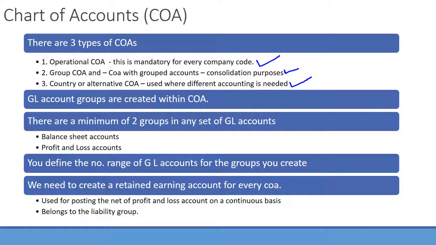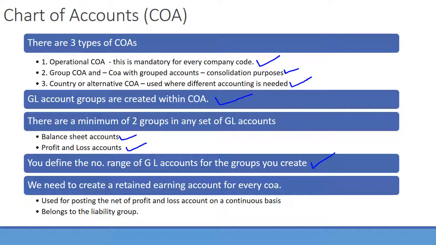The GL accounts are grouped within the COA. For example, asset accounts, liability accounts, revenue accounts, expense accounts, etc. There should be a minimum of two groups in any set of GL accounts. The first one is balance sheet accounts. The second one is profit and loss accounts. This is the main classification of GL accounts that is mandatory in SAP. You define a number of GL accounts for the groups you create, and you also give them a number range, so that when you create a GL account in that group, the specific number range has to be picked up.